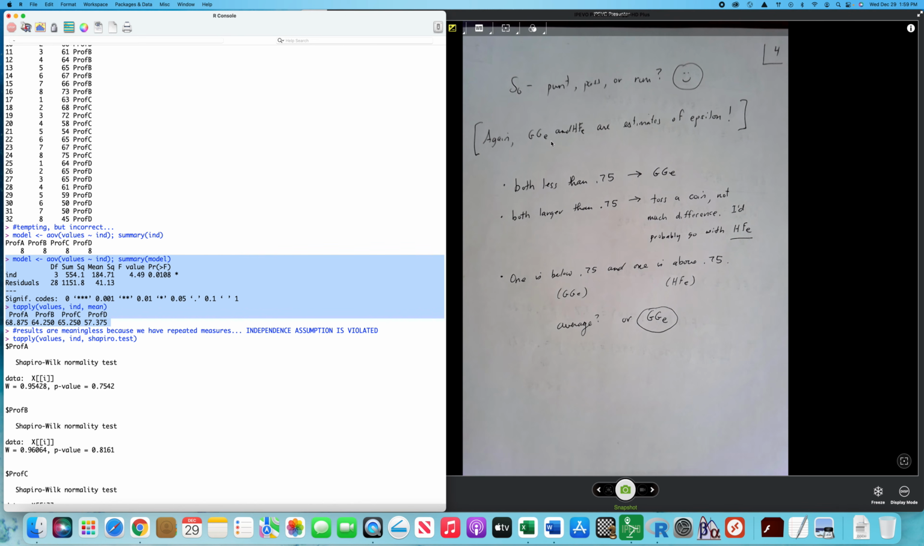All right, gang, that's all I got. That should end the repeated measures ANOVA lesson.